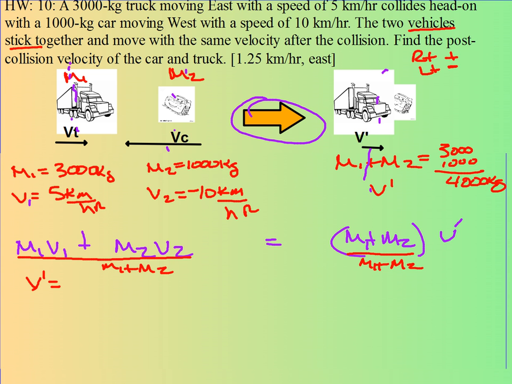Let me erase this so I can be a little bit more clear. Okay? You've got to divide both elements here by m1 plus m2. Let's rewrite this. I'm looking for v prime, and it's always easier to get v prime all by itself.